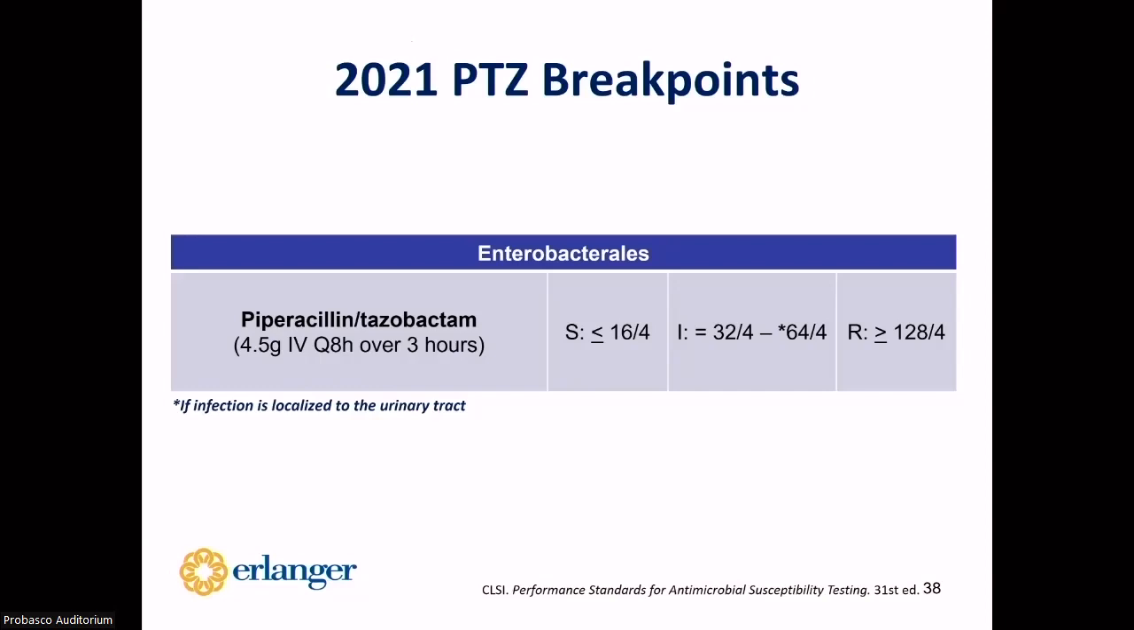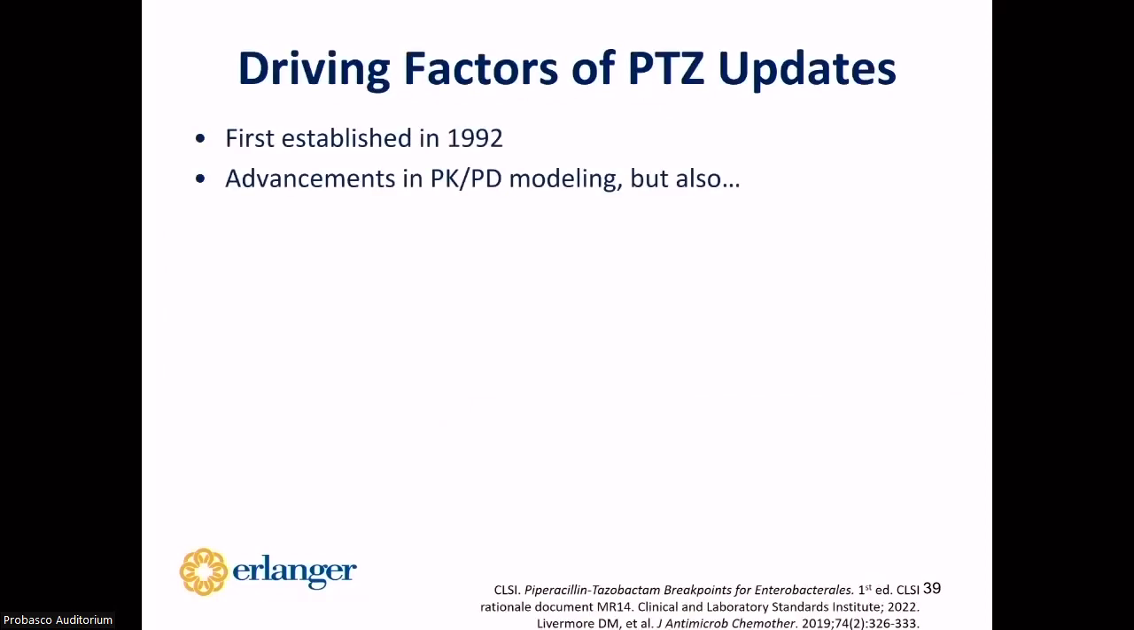All right, moving on to pip/tazo. These are the previous breakpoints from 2021, really focusing on a susceptible value of 16, intermediate value of 32 to 64, 64 being if the infection is localized to the urinary tract. So why were these updated? They were first established in 1992.